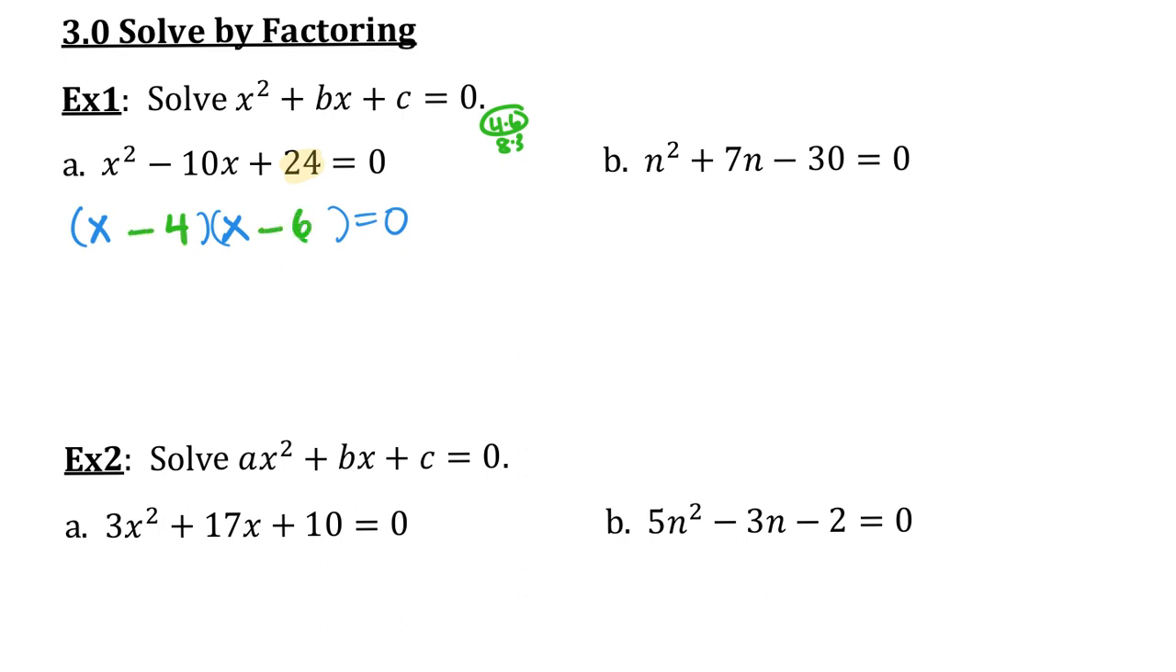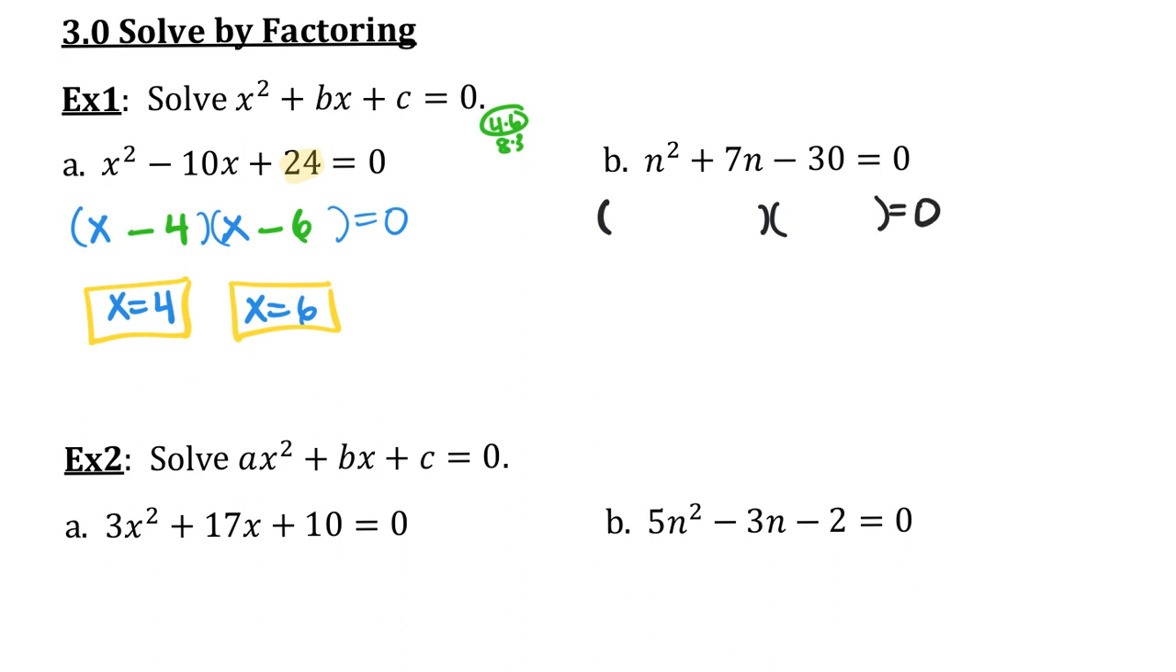And then when I solve using the zero product property, x minus 4 equals 0, I add 4. x equals 4. I add 6, I get x equals 6. So my answers are x equals 4 and x equals 6. And if I plug them back in the original equation, they should equal 0. Let's look at B. It also equals 0, so I can skip straight to factoring.